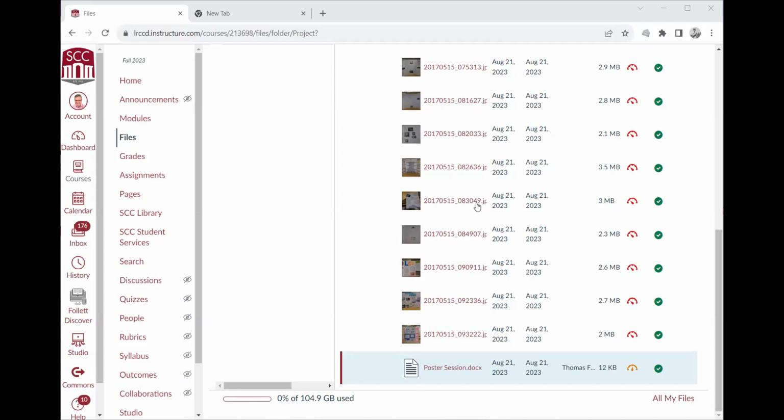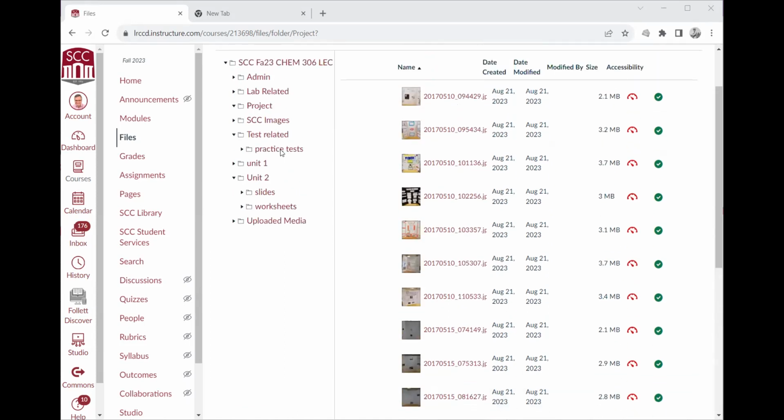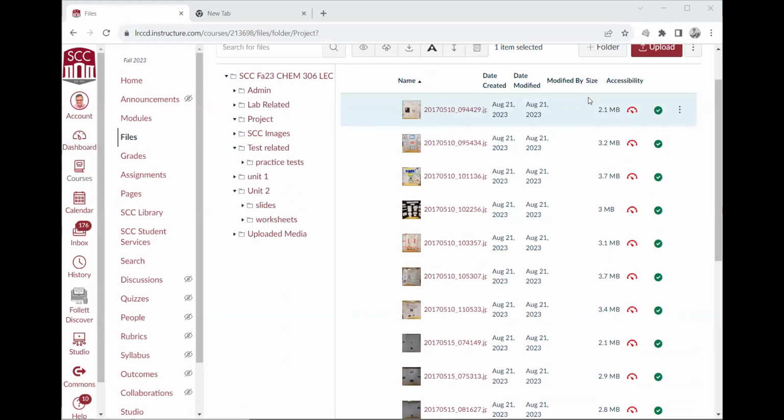Okay, so does everyone know where these posters are located? In files, projects? I used to have it under test related. It was called poster session. I guess I decided to change that. And I forgot I changed it. Okay. So let's get back to this guy.